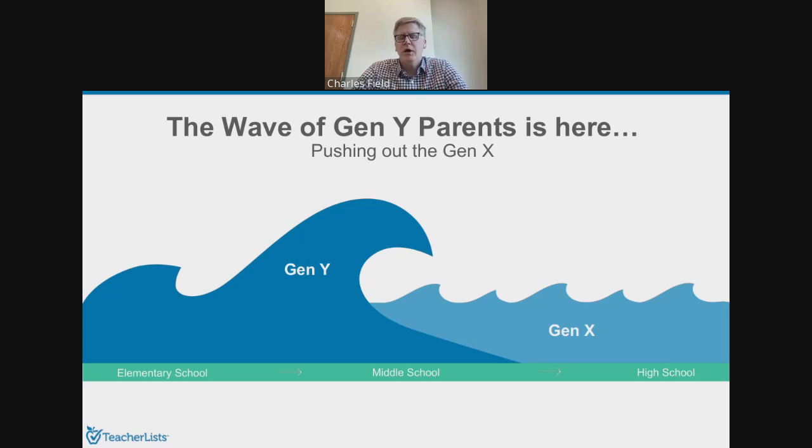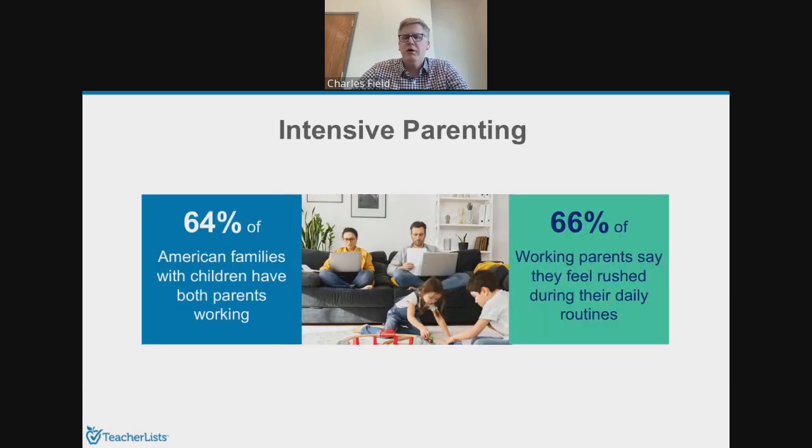And so you're seeing this shift, particularly at the elementary and middle school, where you're shifting from the Gen X parents to the Gen Y parents. And that's really important to understand because these parents parent differently. First thing is, I think we all know this, most parents have 2 working families. 64% of parents are both parents are working. Or if it's a single parent, obviously that single parent is working too.